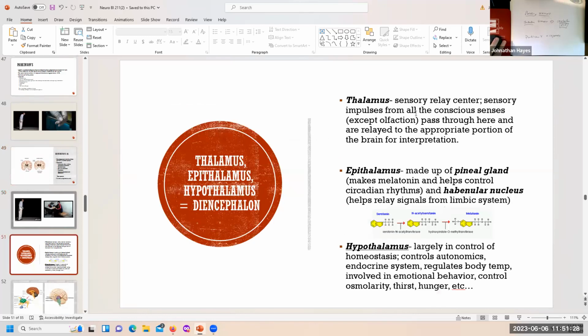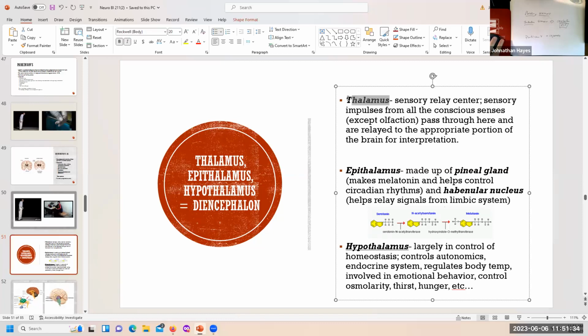Let's see. Thalamus, epithalamus, hypothalamus, just knowing what they are. Thalamus, of course, is the sensory relay center. So anytime you see the word relay, associate that with the thalamus. So whether it's eyes, like vision coming in, the word relay basically means as the sensory information is coming in, I'm going to tell you where to get processed. That's what it means by sensory relay center.